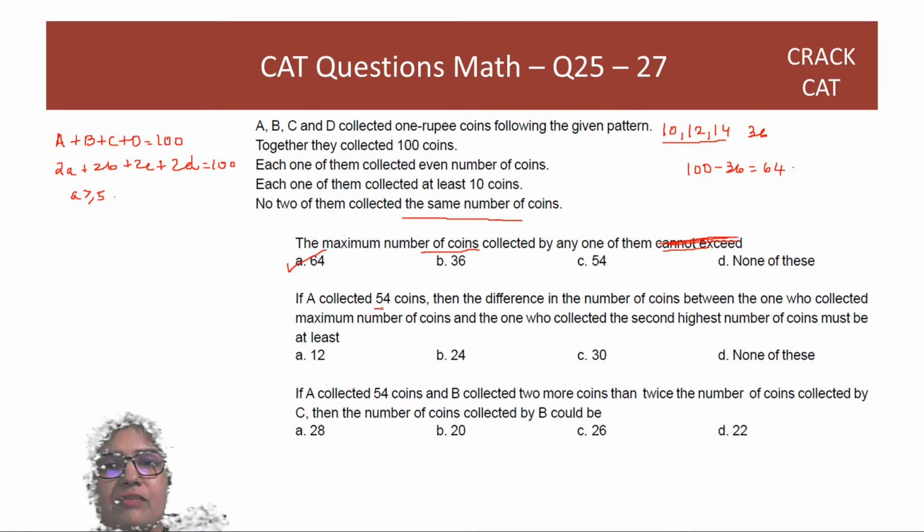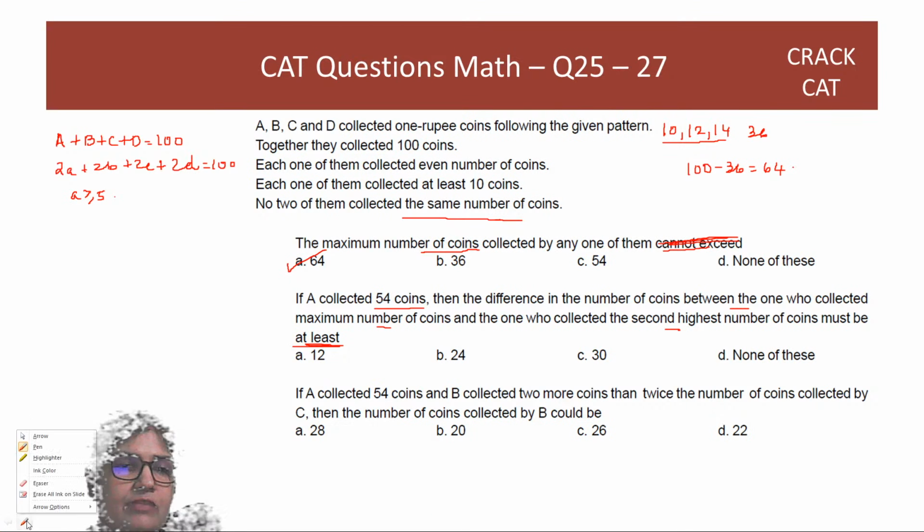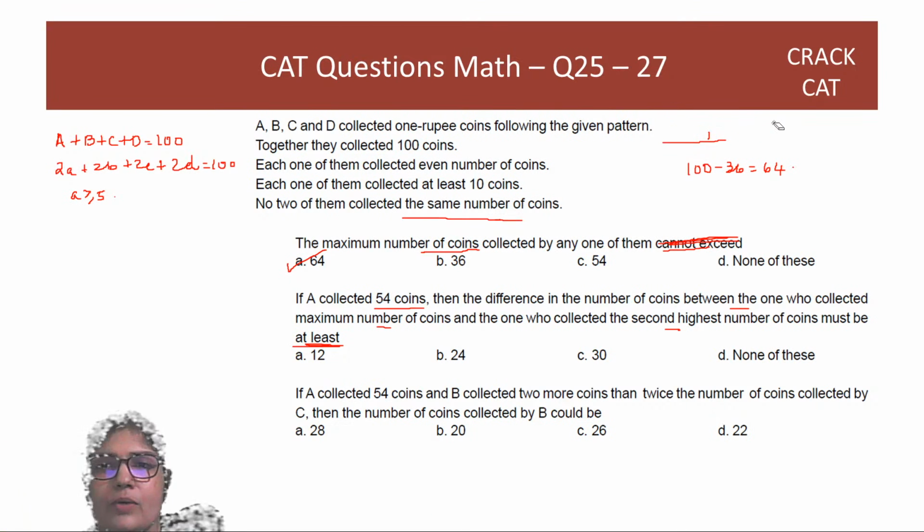If A collected 54 coins, then the difference in the number of coins between the one who collected the maximum and the one who collected the second highest must be at least what? So I want to minimize the difference between the highest and the second highest. Now think about it. A has already collected 54, which is more than half. So A has to be the maximum.